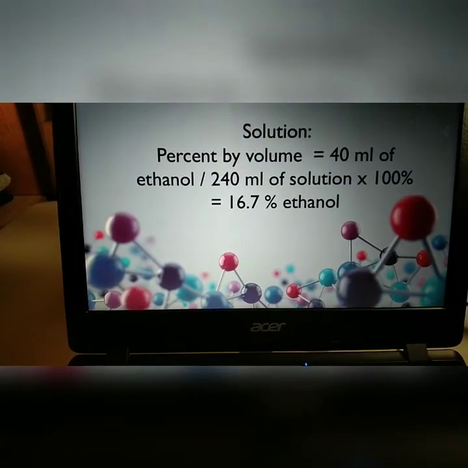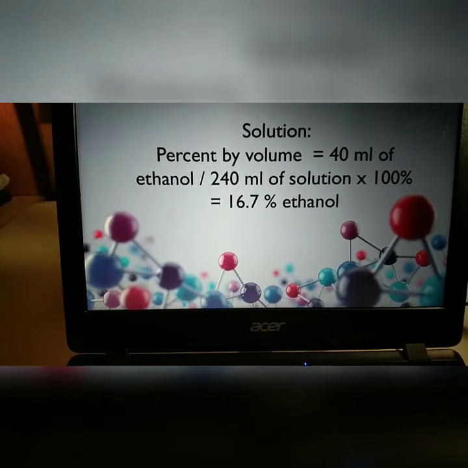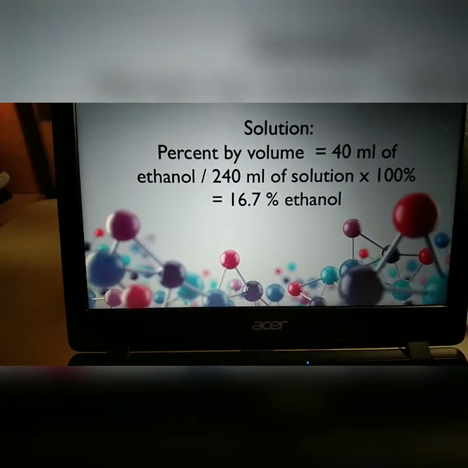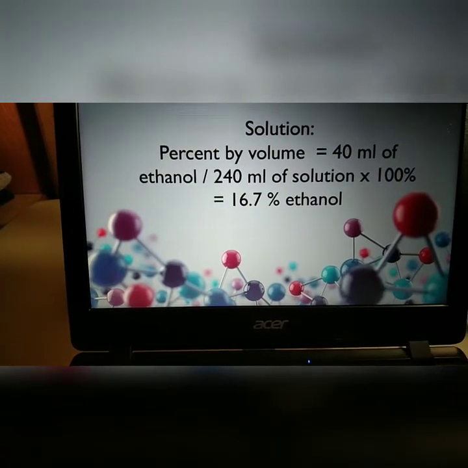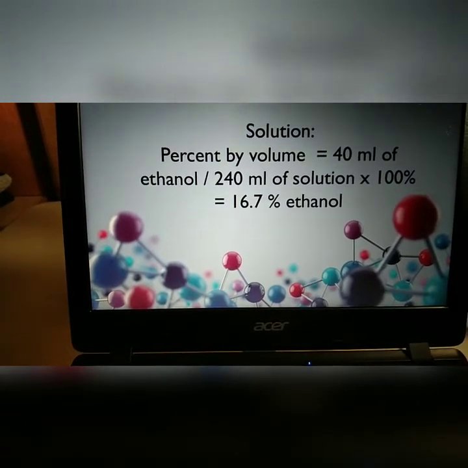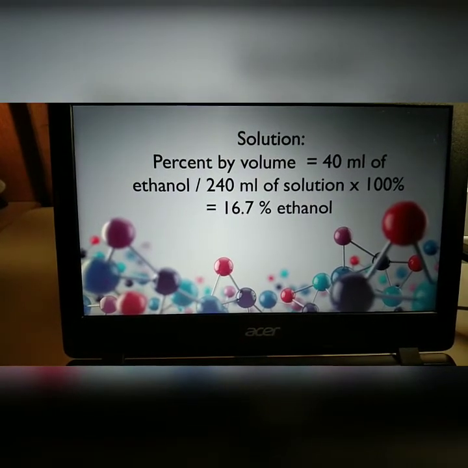Percent by volume is equal to volume of solute over volume of solution times 100%, equal to 40 milliliters of ethanol over 240 milliliters of solution times 100%. The answer is 16.7% ethanol.